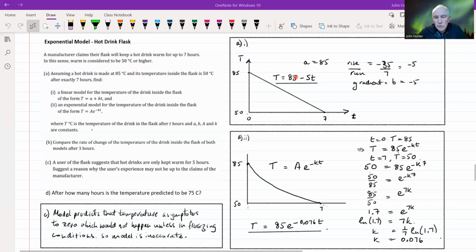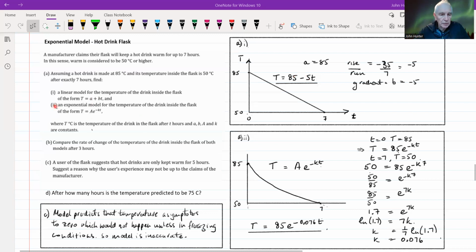These parameters: this is the intercept, which is the value when t equals 0, and this is the gradient, -5. So that's fairly straightforward, really. What we've done is apply these two boundary conditions, little t equals 0, big T equals 85, and little t equals 7, big T equals 50, in order to resolve the unknowns, those unknowns being A and B.